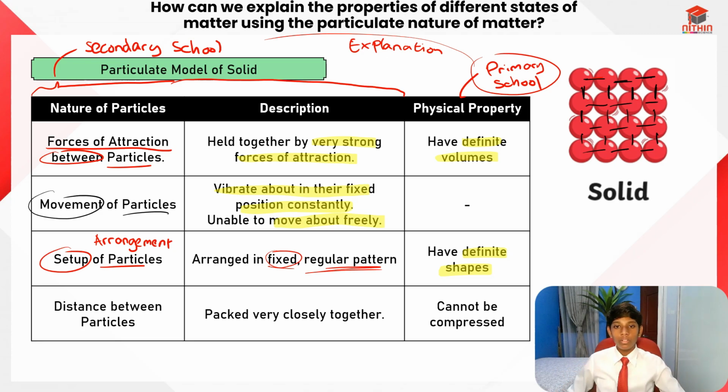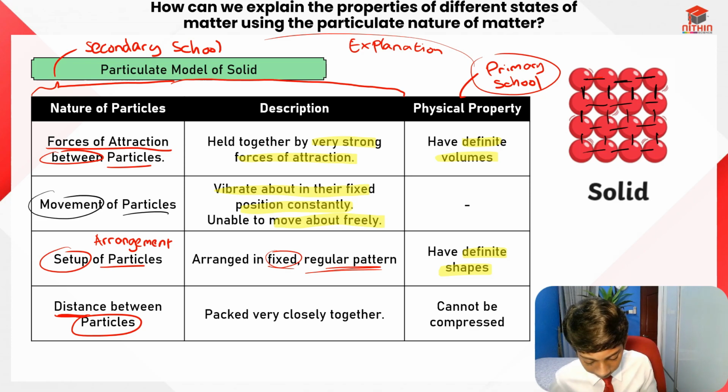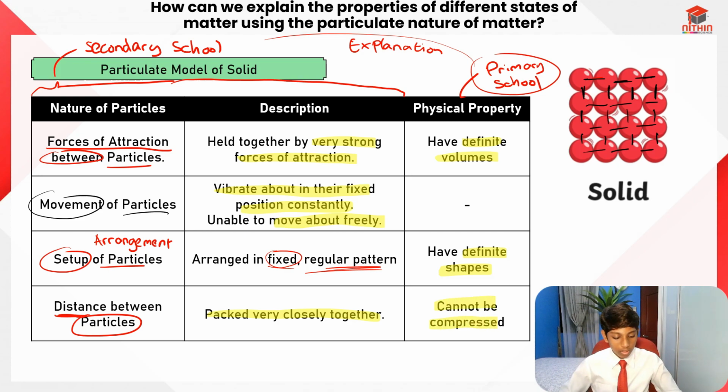Okay, so now that we are done with the third one, let's move on to the fourth one, the last one. The last one is basically the distance between the particles. The particles are actually packed very closely because of the strong forces of attraction again. So they're packed very closely together and they cannot be compressed. I hope you understood this. Now let's move on to the particulate model of a liquid.